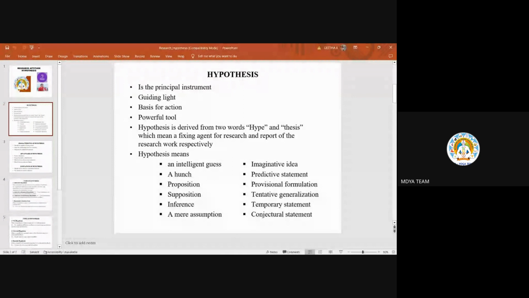So hypothesis is a very important term in any research. As I have already told you, it is nothing but a very intelligent guess. The very word itself is very clear. It should be an intelligent guess. There should not be any abnormal guess, and it should be practically achievable. That's why they say it's a principal instrument. Yes, in any research, hypothesis is very important.